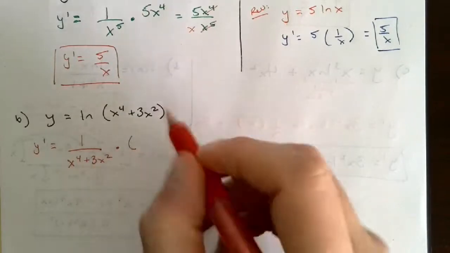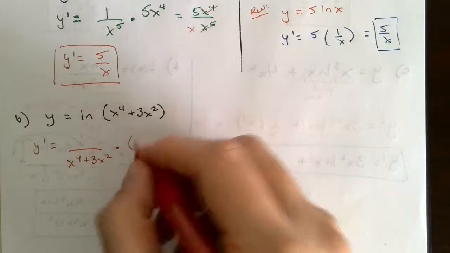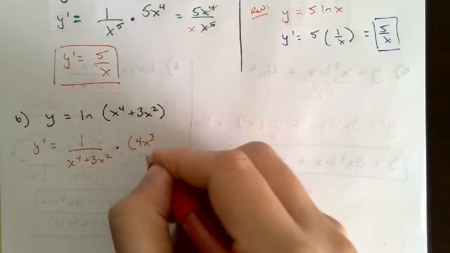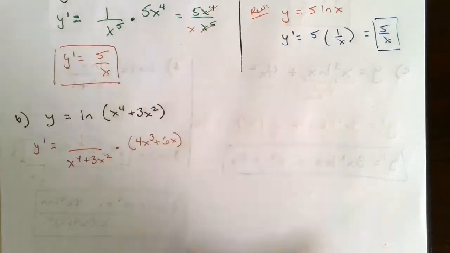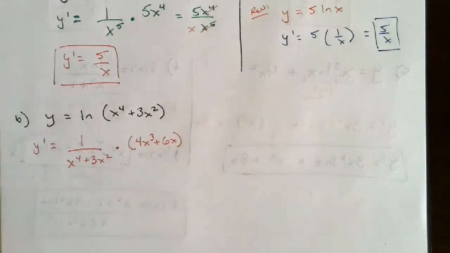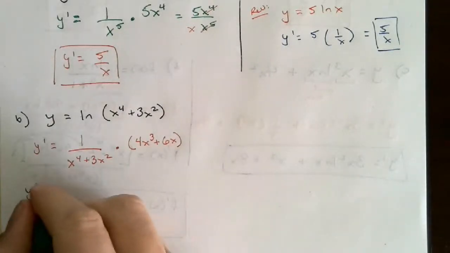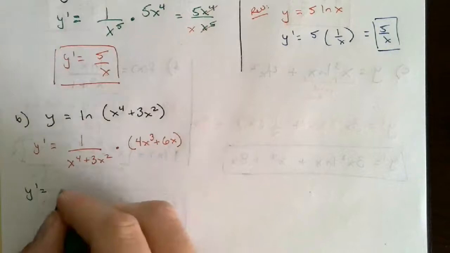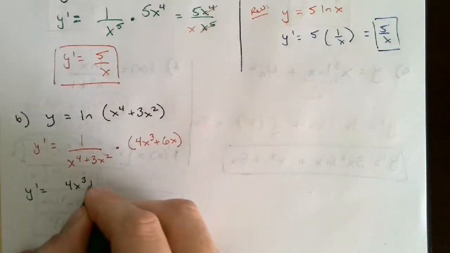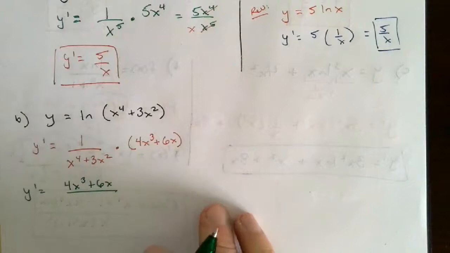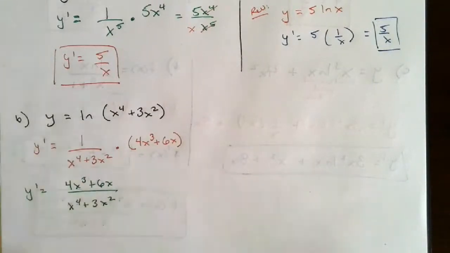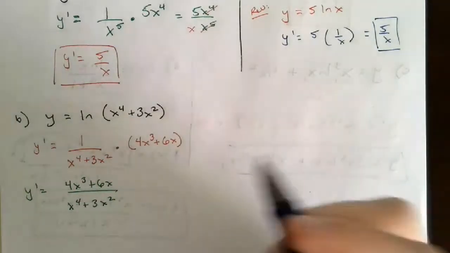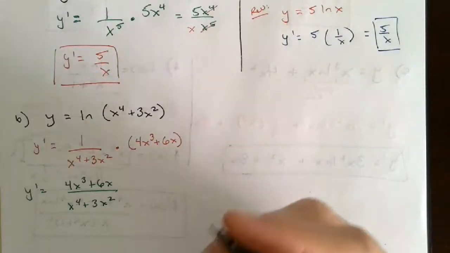That's chain rule. The derivative of the inside, x to the fourth, gives us 4x cubed, plus the derivative of 3x squared gives us plus 6x. And so if I simplify this, I can write y prime equals 1 times this in the numerator, 4x cubed plus 6x, over in the denominator, x to the fourth plus 3x squared. And what you should notice now is that if you can factor to simplify, you should. So if I can factor something out of both numerator and denominator and cancel, I can do that.